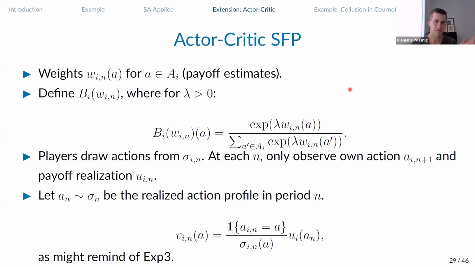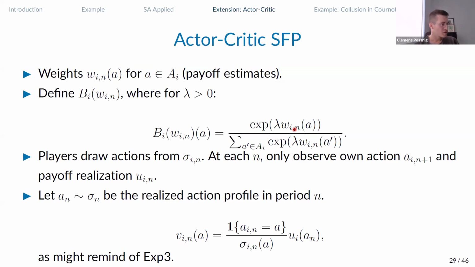And to make it a bit more interesting, it's not going to be exactly stochastic fictitious play, but more like EXP3, where a player doesn't actually know their payoff function, but makes estimates of the payoffs. So what I'm introducing is these weights, W_i^n(a), which is player i's estimate of the payoff to action a in period n. And then these players are going to think about these softmax weights now in terms of these expected payoff estimates. So B_i(W_i^n) for some fixed lambda positive is going to be just a softmax function as before, but now we're using these estimates instead of the actual payoffs conditional on the empirical frequency of actions.